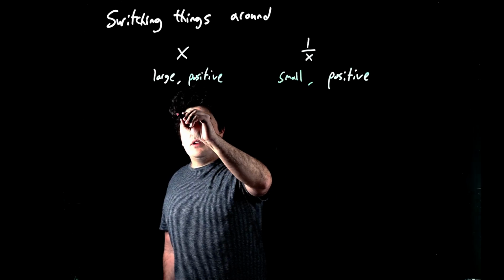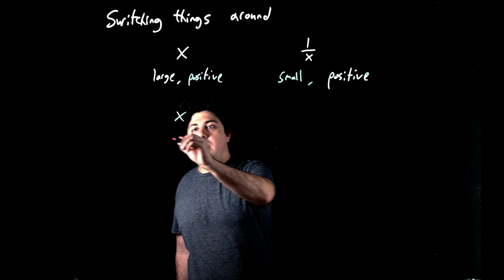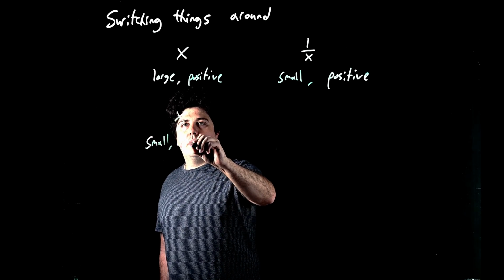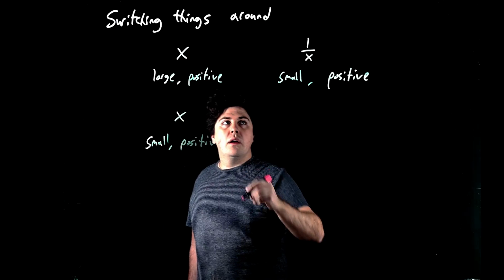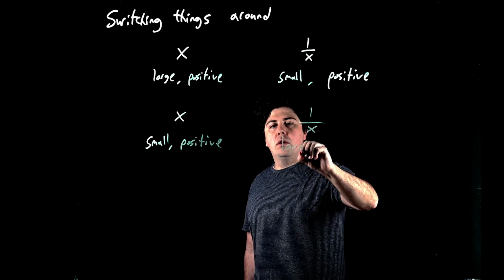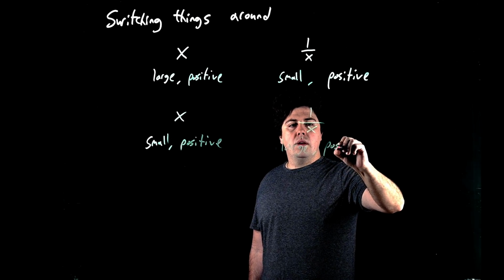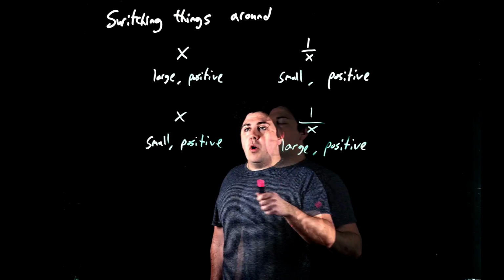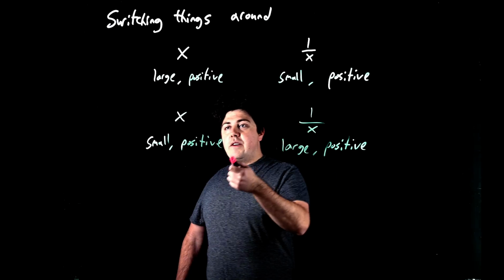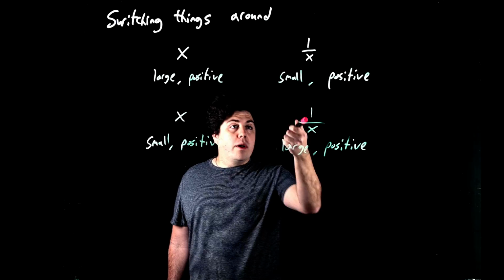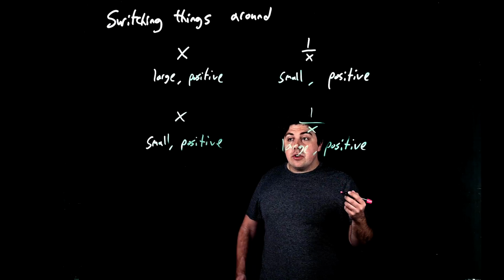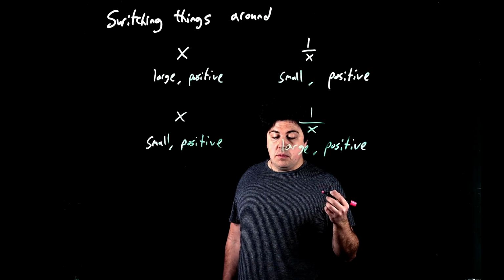On the other hand, switching things around, if x is small and positive, then 1 over x is large and positive. So, if x is 1 over 1,000, 1 over x is 1,000. If x is 1 over 1,000,000,000, 1 over x is 1,000,000,000, so quite large, right? And as it turns out, we can actually use this to compute some limits.